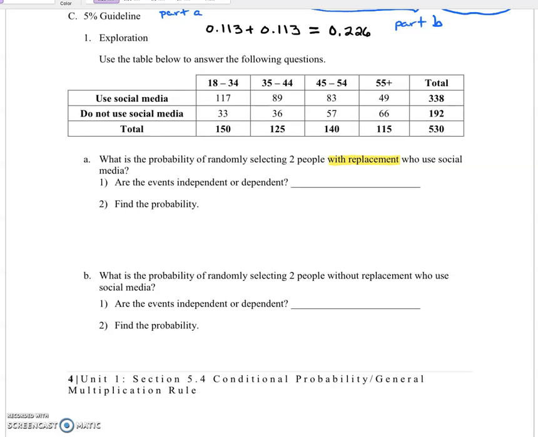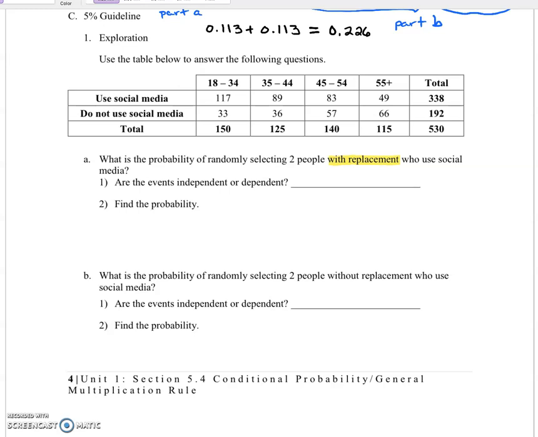So the first event is pick the first person who uses social media. And the second event is picking a person who uses social media. So how do we tell if they're independent or dependent? Well, the key here is with replacement.